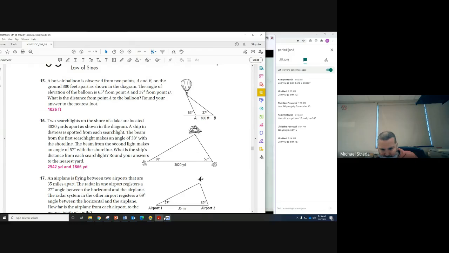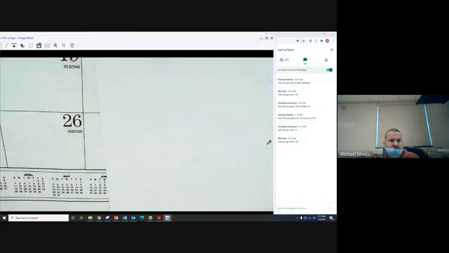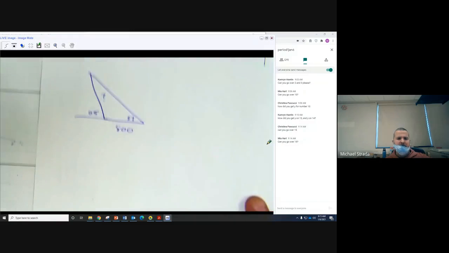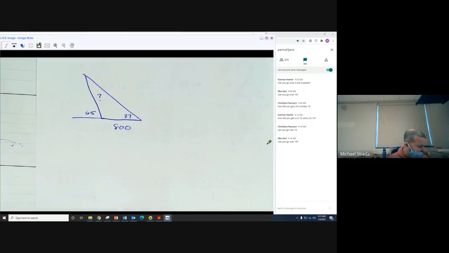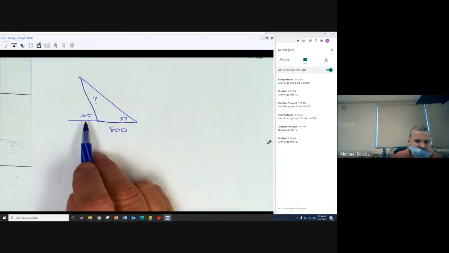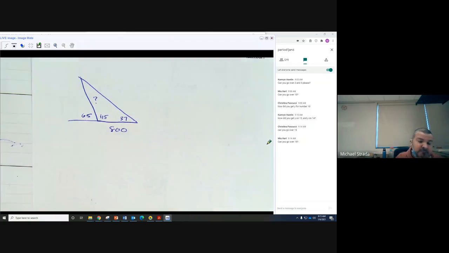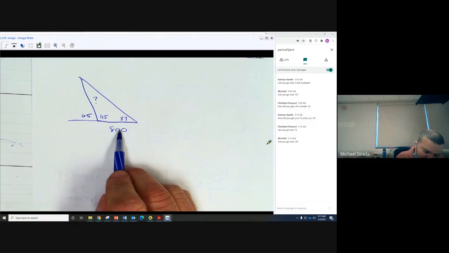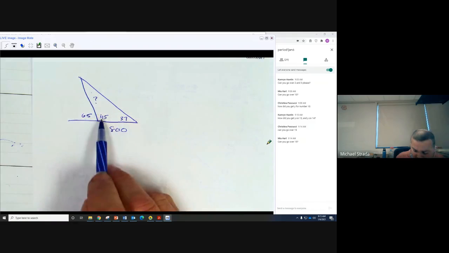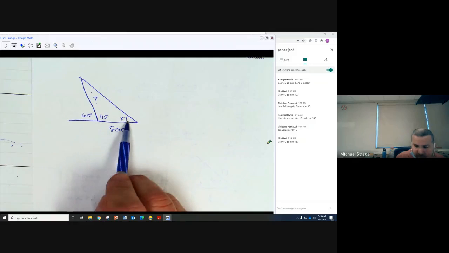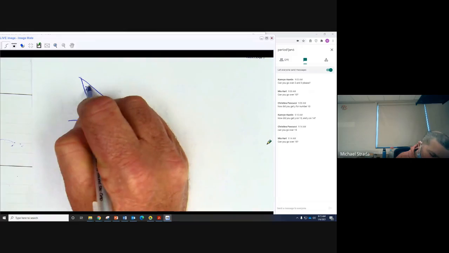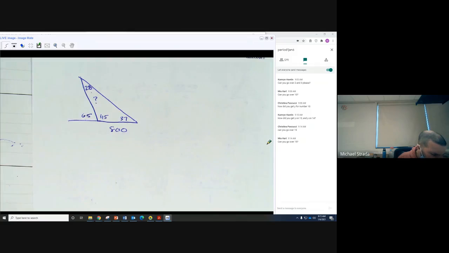All right, so we got some requests for number 15, so here we go. There's our triangle for number 15. They give us this angle over here, which is 65, makes that angle 115 by linear pairs. Since they give me that side, I need that angle up there, so I add these up: 115 and 37 is 152, subtract it from 180 and I get 28.